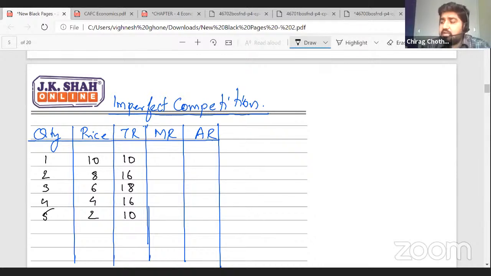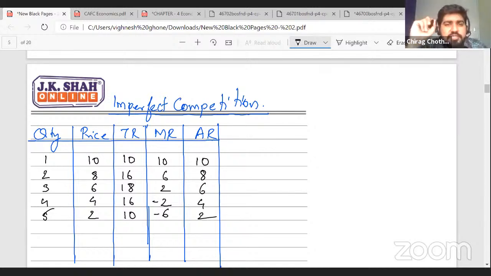Now if I want to calculate MR, students, how will be my MR? MR is nothing but delta TR upon delta Q. So in the first it will be 10, and then it is 6, then it is 2, then it will be minus 2, and finally it will be minus 6. I hope that makes sense. Next one is AR. AR is always equal to price, so that will be 10, 8, 6, 4, and 2.